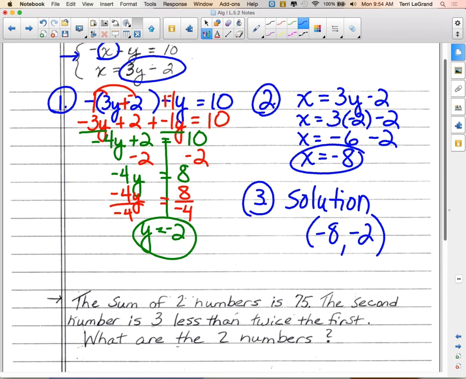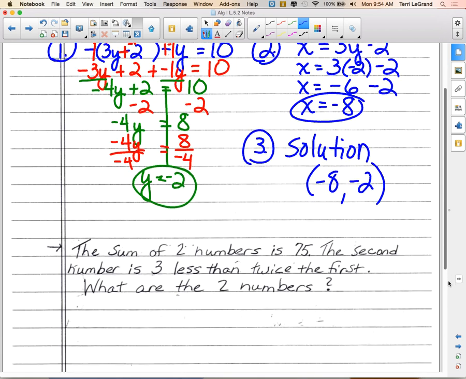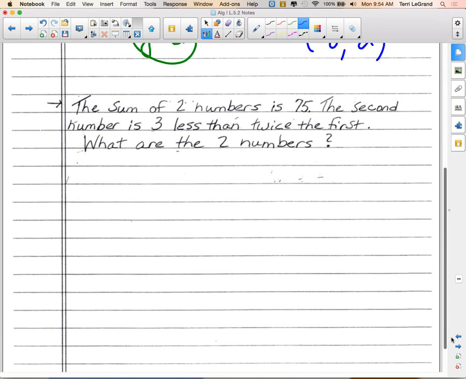Okay, questions on that one? Other than the one I had. Okay, then let's go do the other thing that we're going to do. We're going to set up our own system of equations.